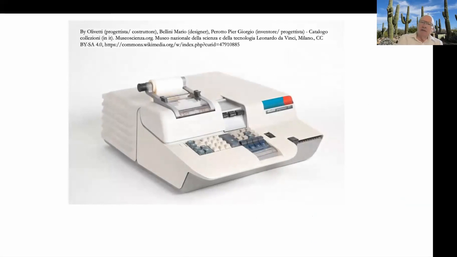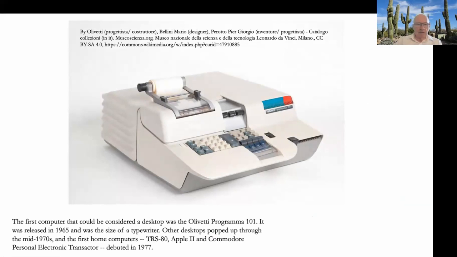The first, and this is the important thing, is probably not one that you would remember or know about, and that is the first so-called desktop computer. It looks a lot like an adding machine, which it actually was, a calculator adding machine, but it had a memory and it was programmable. And so from that standpoint, it was considered to be the first computer. It's called an Olivetti Programma 101, and it was released in 1965.